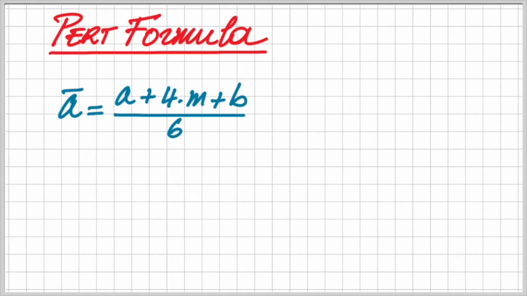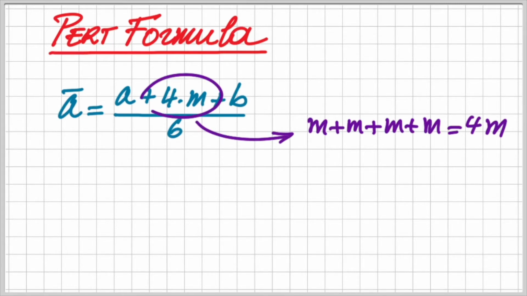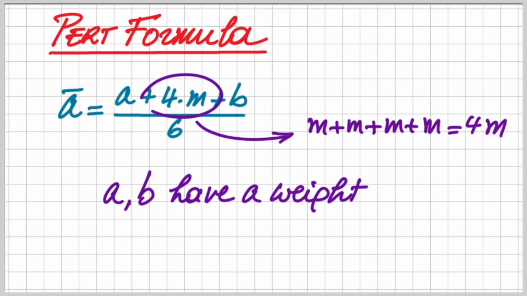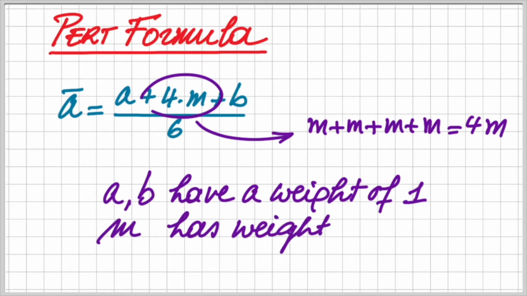But let's just have a look at the formula, because we are looking here at what we call a weighted average. Now, when we see the term 4 times m, it means that I have 4 times m, and it's equal to m plus m plus m plus m. And we write this, or we simplify it, as 4 times m. Basically, what we can say here is that the numbers a and b have a weight of 1. On the other hand, m has a weight of 4.